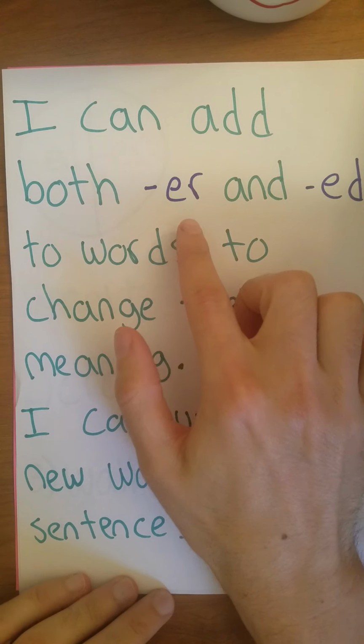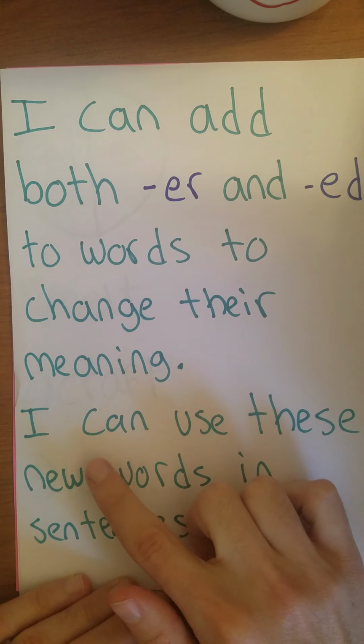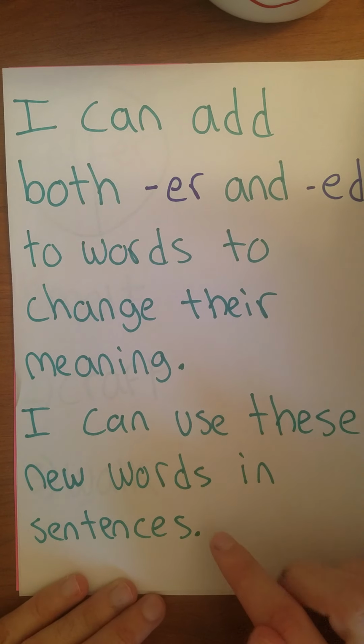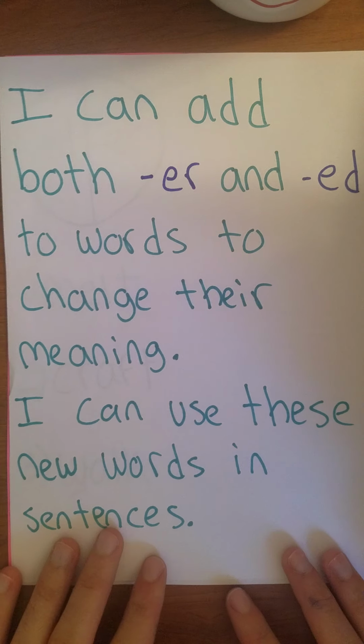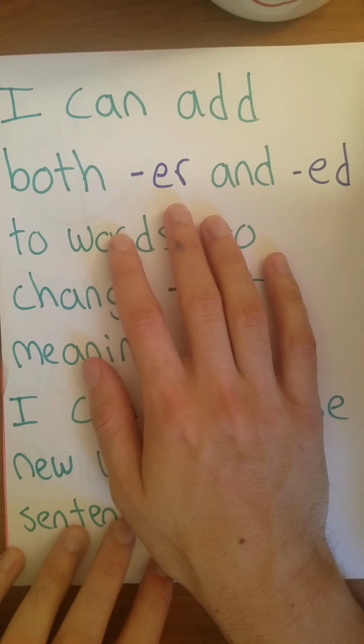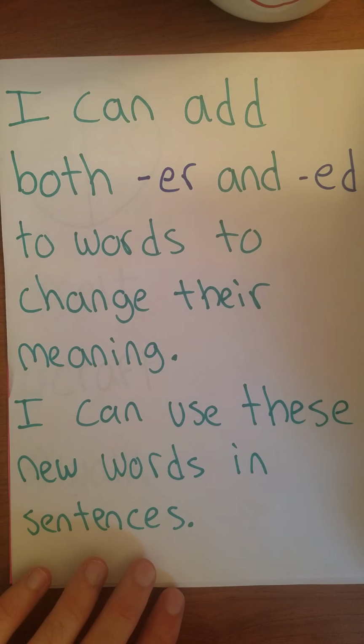Let's take a look at our I can statement today for ELA. I can add both ER and ED to words to change their meaning. I can use these new words in sentences. So friends, on Monday, we practiced adding ER to the end of words to change their meaning. We changed action words into naming words, like changing play into player or teach into teacher.